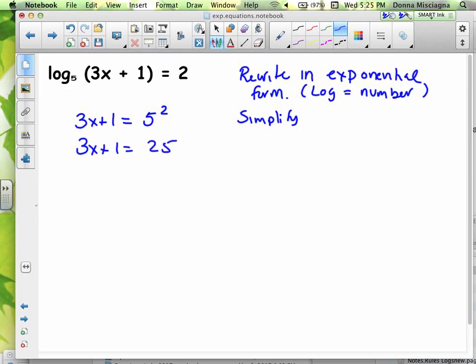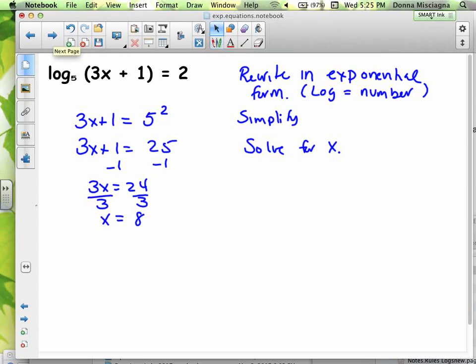And now we'll just solve for x. It's a simple equation now to solve. Once we've rewritten it, it's super easy. You subtract 1, 3x is equal to 24, and divide both sides by 3, so x is 8. And the checking is optional. If we checked it, we'd get 24 plus 1 is 25, and yes, 5 squared is 25. All there is to it on this one.